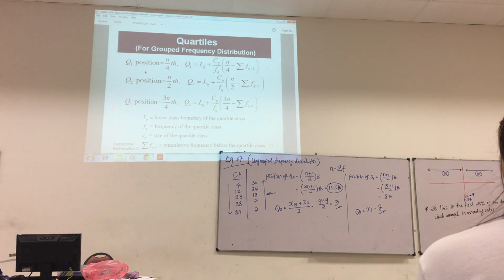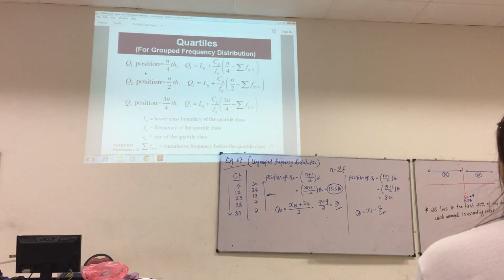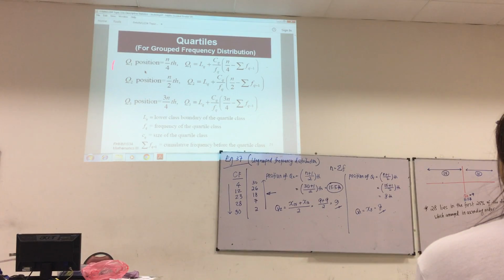Alright? When you calculate the position of Q3, it will be 3n divided by 4. That means it's actually what we call quarters. The calculation is related to your quarters, so n divided by 4, n divided by 2 and 3n divided by 4 for the position. Then when we calculate, we'll be using this formula.